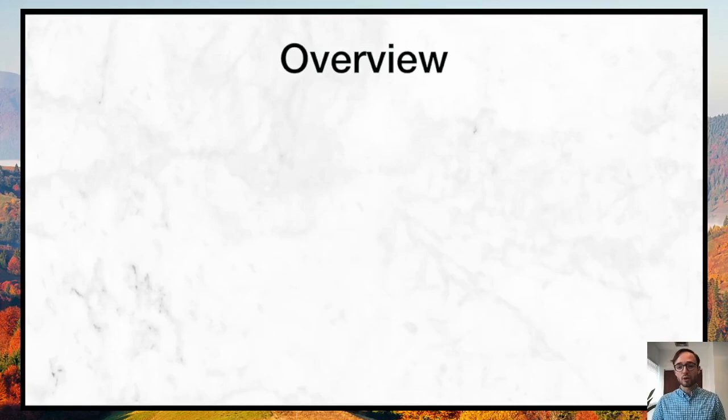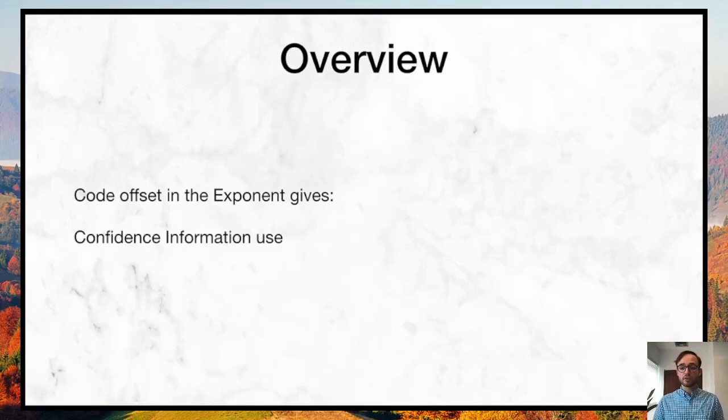I'd like to wrap up by revisiting our contributions. We have a code offset in the exponent construction, which allows us to use confidence information. This allows us to speed up our decoding procedure considerably by picking high confidence subsets. We also are able to prove security for this construction using lower entropy distributions than other fuzzy extractor constructions that use confidence information. That means that we have a fast and secure fuzzy extractor that is able to use the information that we get from biometrics.